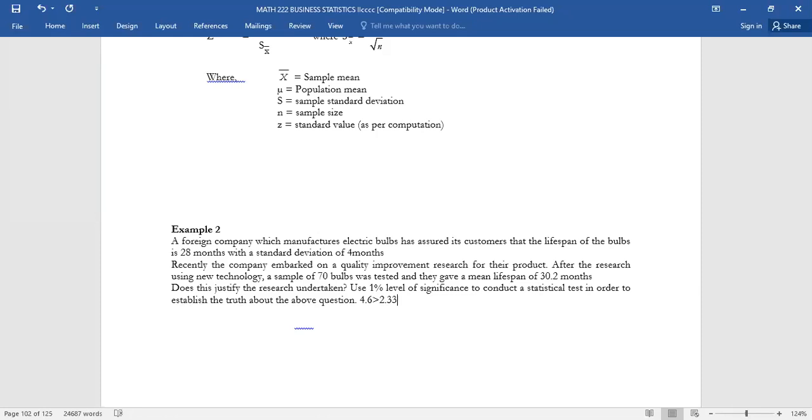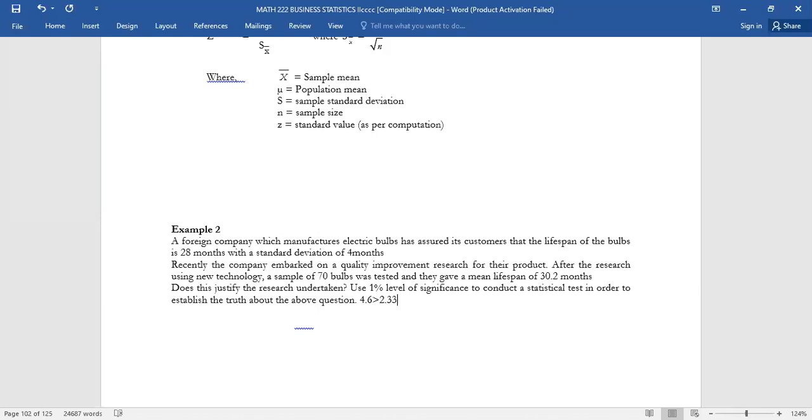So you are supposed to say, since 4.6 is greater than 2.33, we reject the null hypothesis. That's what you are testing, but accept the alternative hypothesis. At the 1% level of confidence, the new sample mean lifespan of the bulb is statistically higher than the population mean. In other words, we are trying to justify that the research was worthwhile. Are we together?